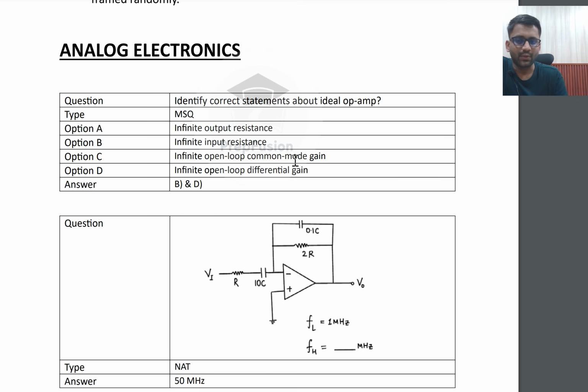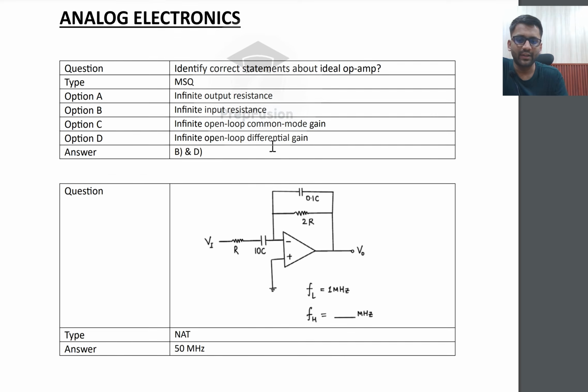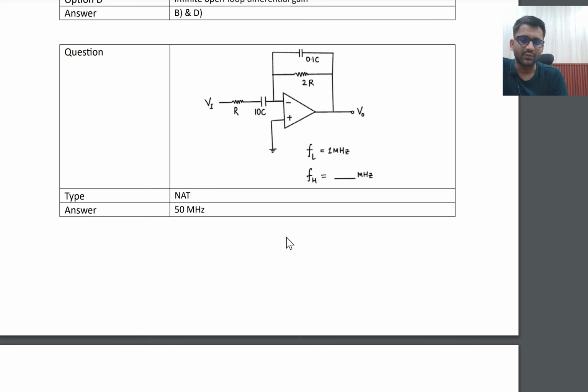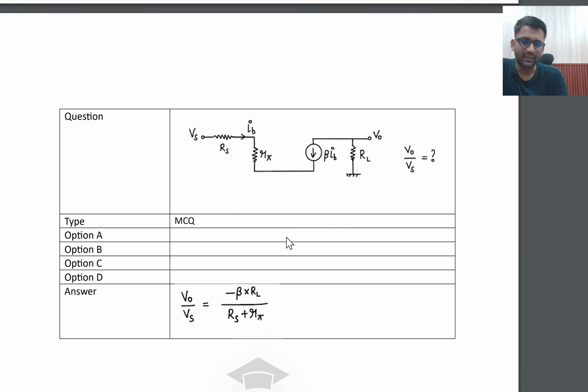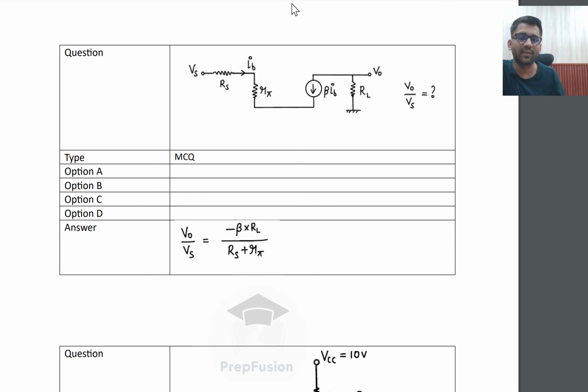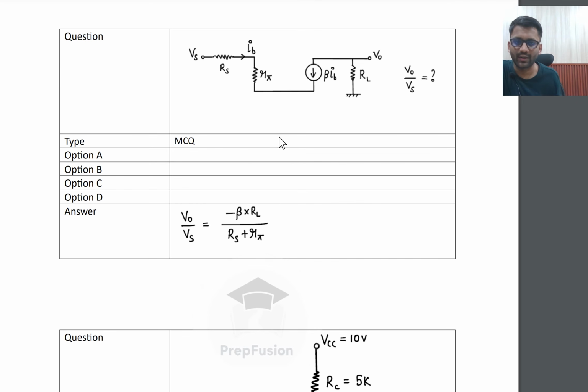So first one, you can see, is very straightforward. B and D will be the answer. Here they are asking about the higher cutoff frequency, so 50 megahertz would be the answer here. This was a simple gain based problem. Although it will be grounded here, there is a problem in the diagram. The base terminal will be grounded. Sorry, not base terminal, sorry, emitter terminal will be grounded. Okay.